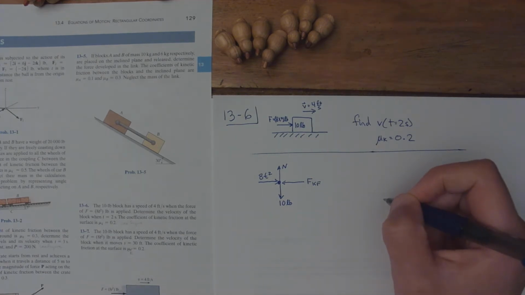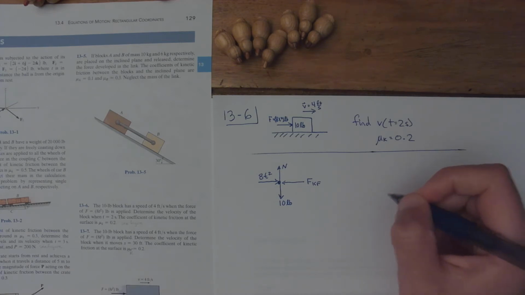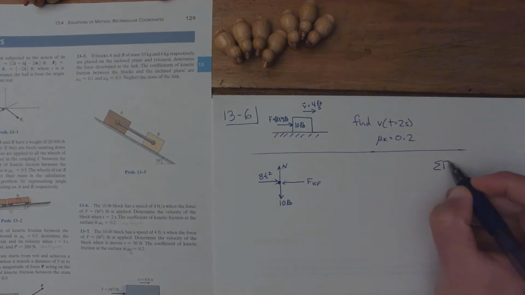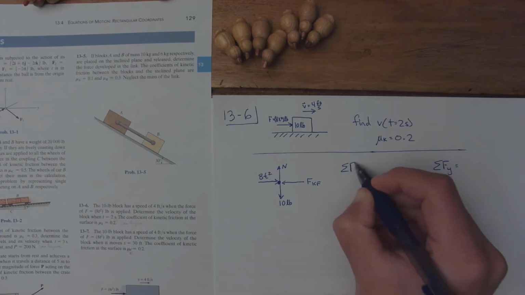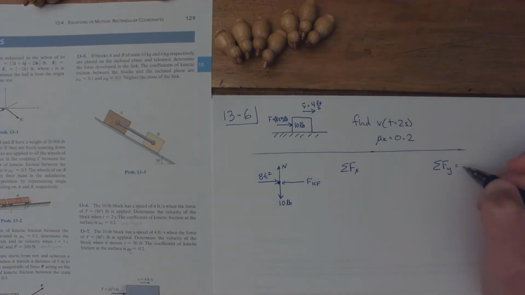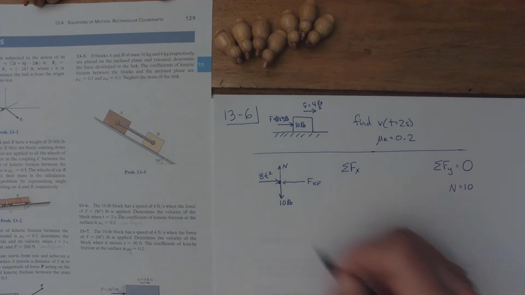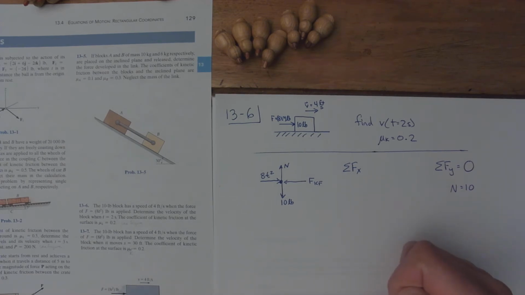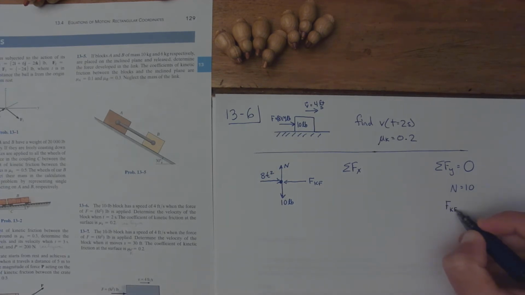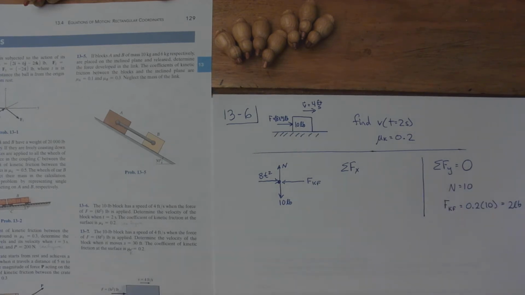So, after drawing our free body diagram, we apply Newton's second law in the y direction and also in the x direction. Let's start off looking in the y direction. In the y direction, the acceleration is 0, so the normal force is, in this case, just equal to the weight, because those are the only two forces that I have pointing in the y direction. And I want to use that to find the force of kinetic friction, and I take the coefficient of kinetic friction and multiply it by the normal force, and I get 2 pounds for the force of kinetic friction.